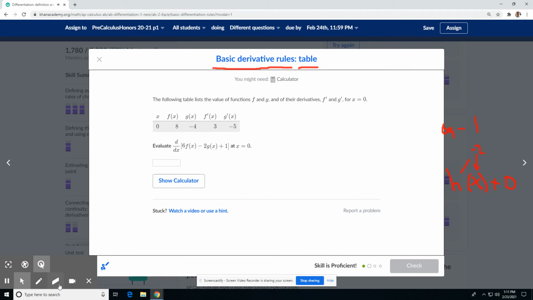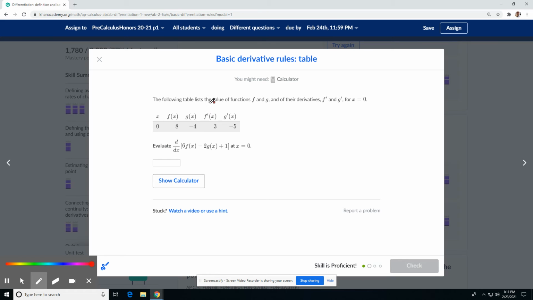Next problem. The following table lists values of functions f and g, and their derivatives f prime and g prime, for x equals 0. Here's our table. And then they want us to evaluate this function right here. So taking the derivative at x equals 0. All right, so the same game, we want to do the derivative with respect to x on this, and I'll just go ahead and do that first.